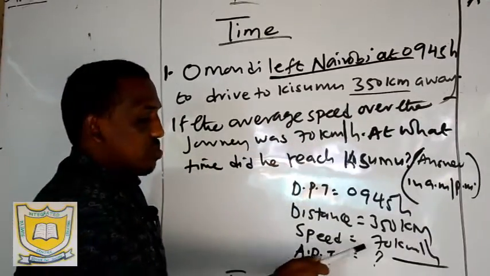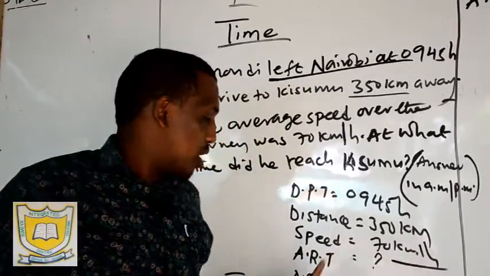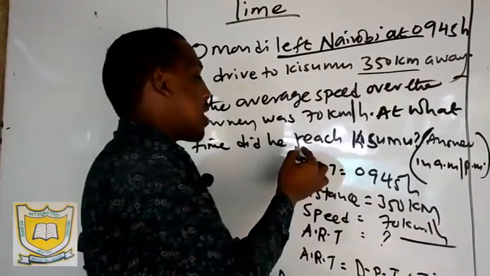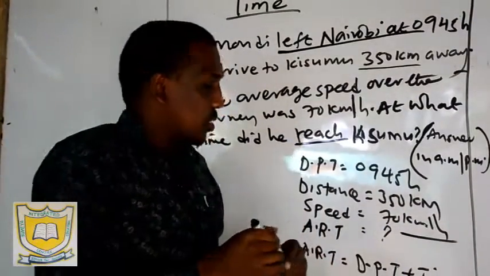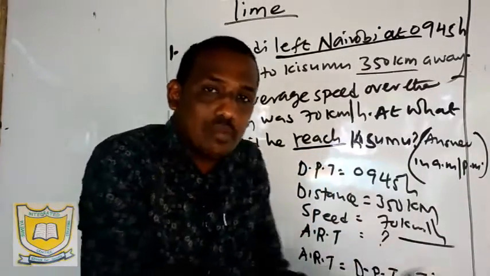At an average speed of the journey of 70 kilometers per hour. So the speed is 70 kilometers per hour. The kilometer per hour one or the meter per second one, that is always the speed. So at what time did he reach Kisumu? I said earlier it is the time the vehicle has reached its destination. That is the arrival time, or end time. Arrival time and end time are the same.